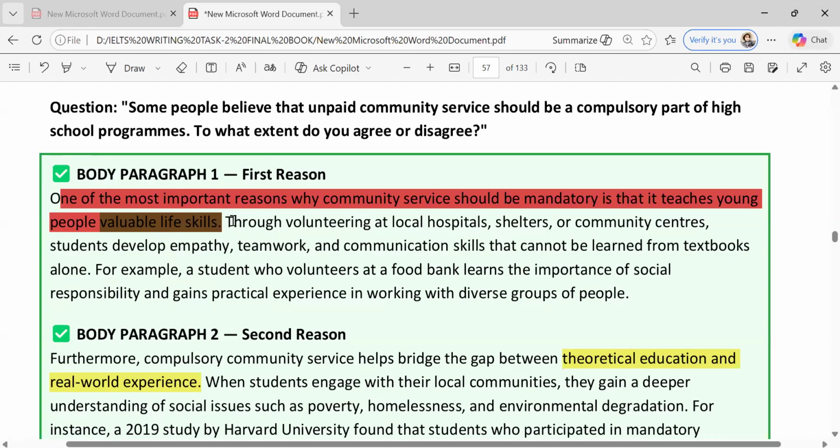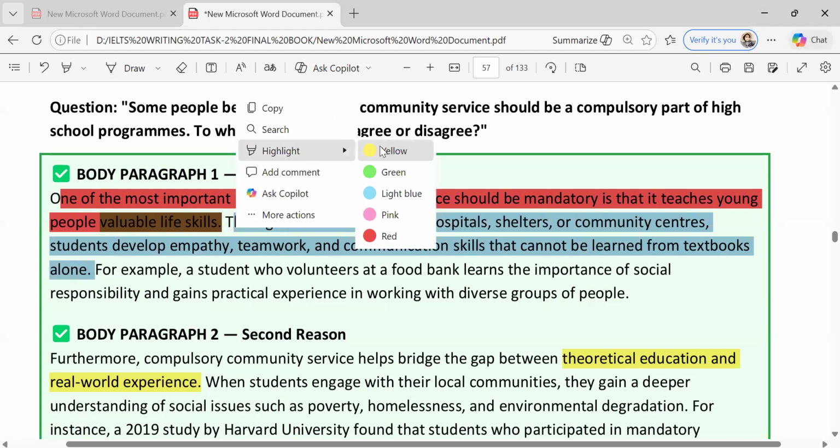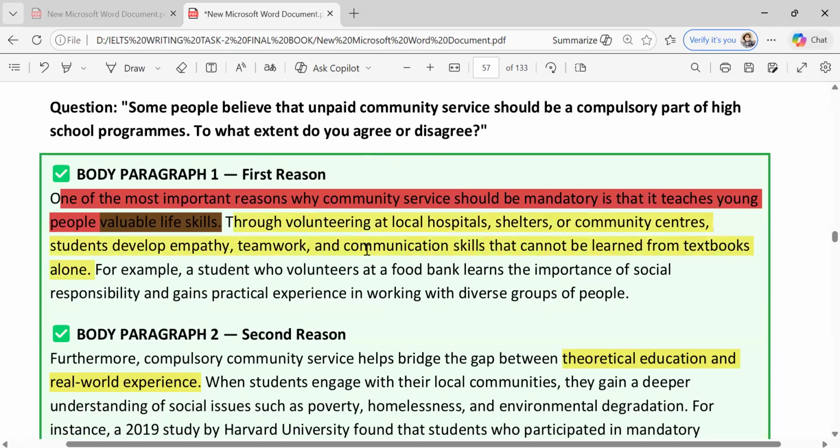After that, what do I need now? I need explanation, proper explanation. Through volunteering at local hospitals, shelters, or community centers, students develop empathy, teamwork, and communication skills that cannot be learned from textbooks alone. Now, can you see? This is my second part, and this is what I call my explanation. But my explanation is based on what?